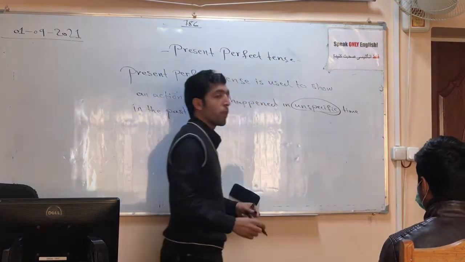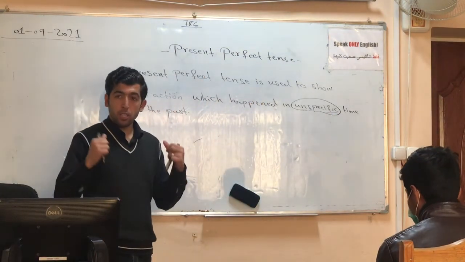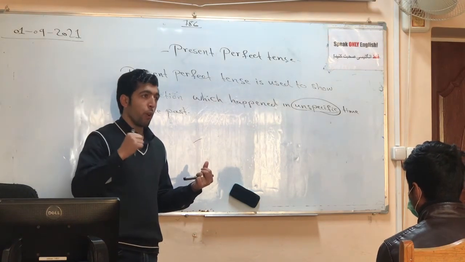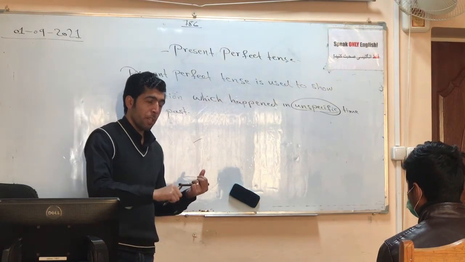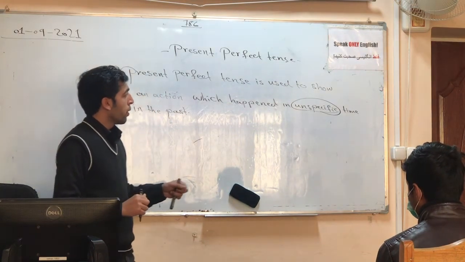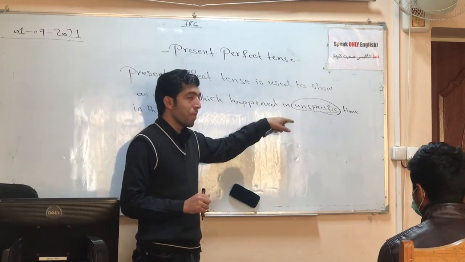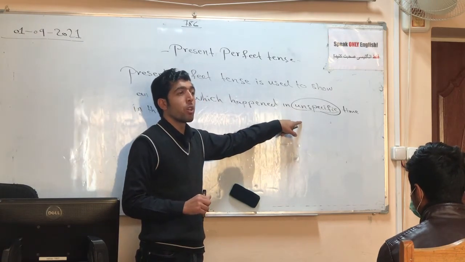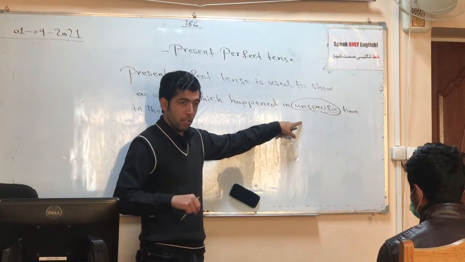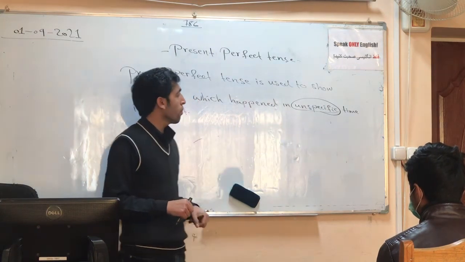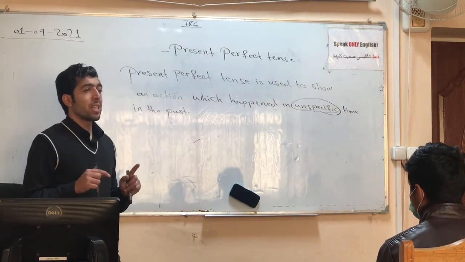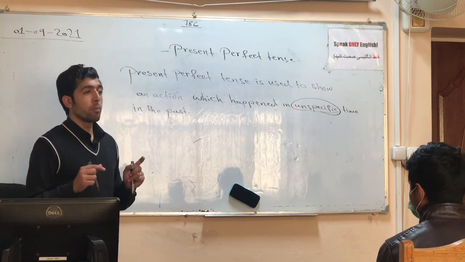We use the present perfect tense to show an action that happened in the past. I mean, the action started and finished before now. The action started in the past and finished before now. The time that the action happened in the past is not clear. That is not specific. The time is unspecific. Make sense? Okay.